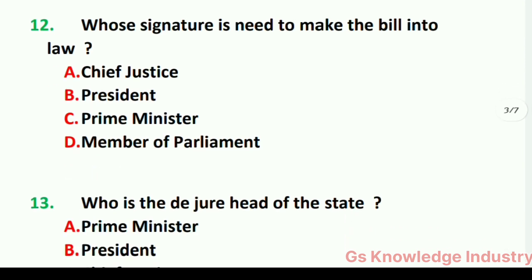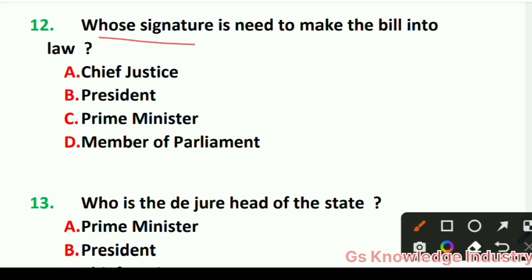Twelfth question. Whose signature is needed to make the bill into law? Option A, Chief Justice. Option B, President. Option C, Prime Minister. Option D, Member of Parliament. Here the right answer is option B, President.